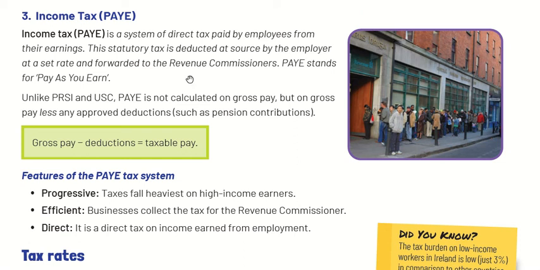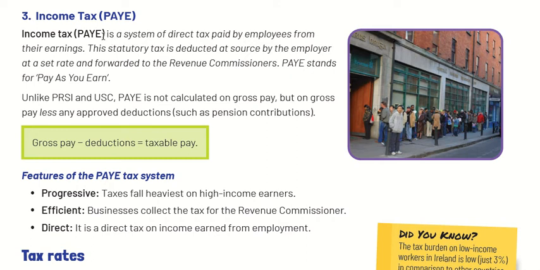The third tax related to pay is income tax. Remember, this is a direct tax. The other two taxes we looked at in the other lessons were USC and PRSI. So income tax, or PAYE as it's also known, is pay as you earn. It's another tax on income, and we will be looking at payslips further on in this lesson. So just to look at this quickly.